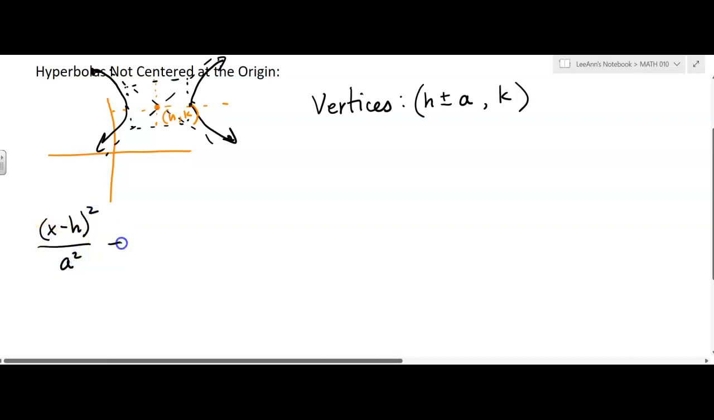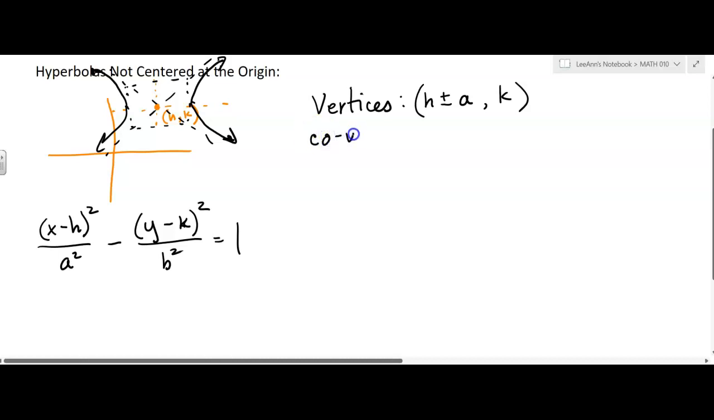Okay, so what we want is some information about where these things are. So the vertices are going to be at (h plus or minus a, k). This is for, I didn't put in the equation, (x minus h) squared over a squared minus (y minus k) squared over b squared equals 1. You could probably have guessed what it looked like. So now we need to know a, b, h, and k, and then probably c as well.